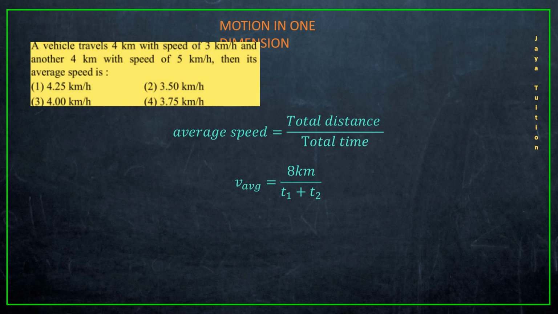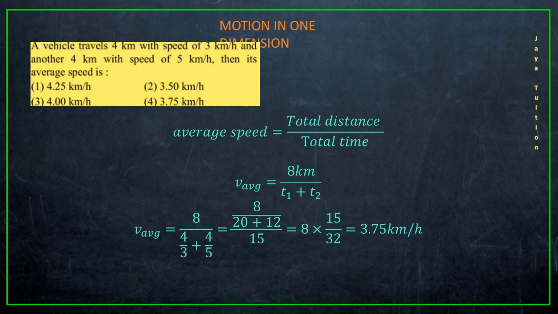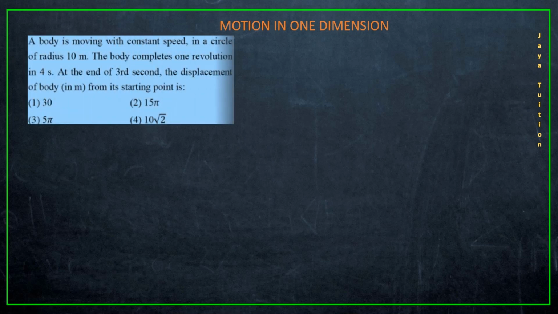By definition, average speed is equal to total distance divided by total time. Therefore, V average is equal to total distance, which is 8 kilometers, over total time, t1 plus t2. Substitute the values of t1 and t2, we get the value to be equal to 3.75 kilometer per hour.